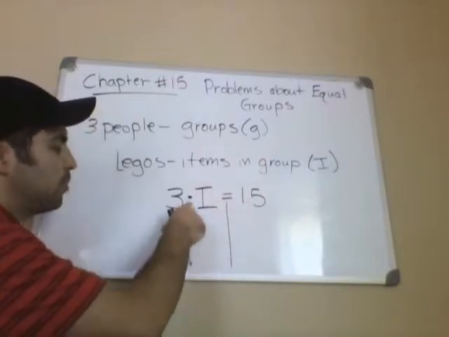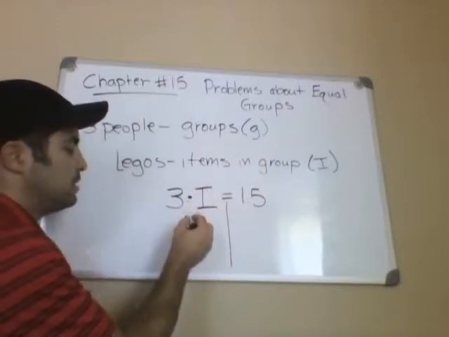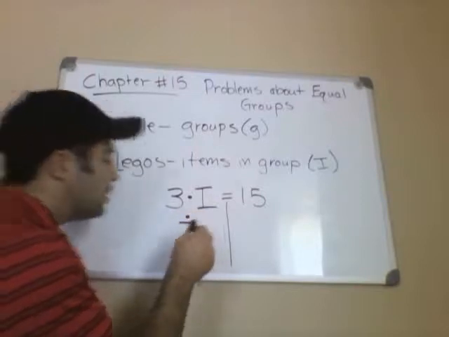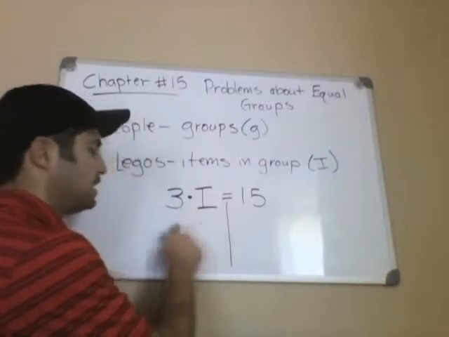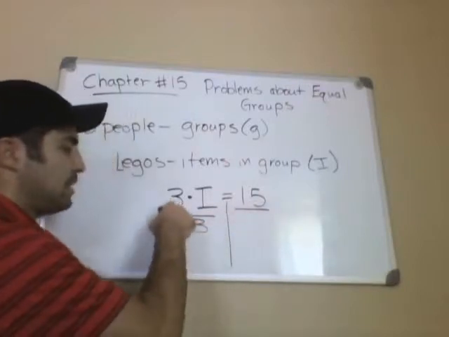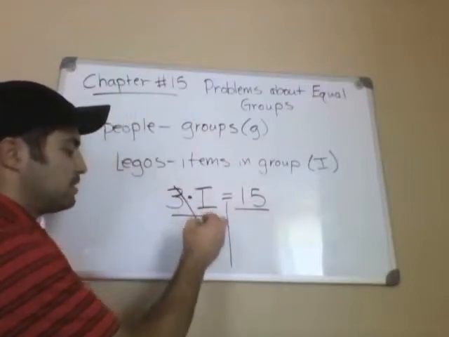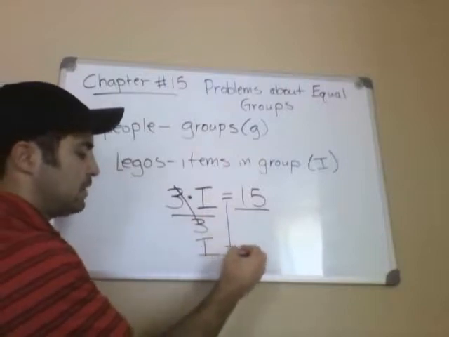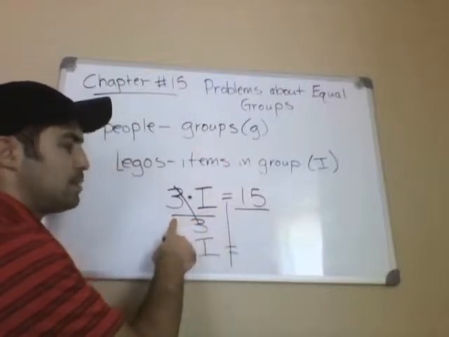What's the opposite of multiplication? Division. So I'm going to use a fraction bar. So I'm going to divide this by 3. If I divide this side by 3, the 3's cancel out, and all I have left is I. If I divide this side by 3, I have to be fair.